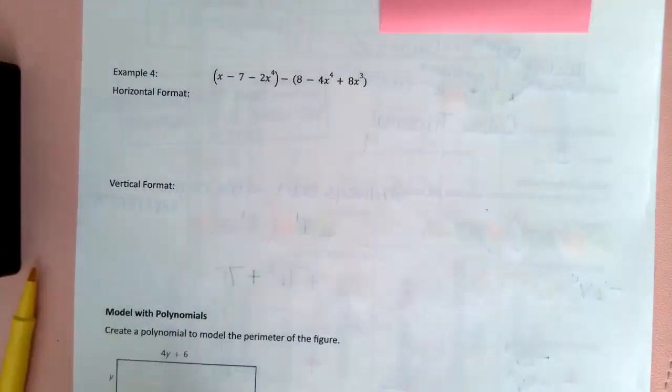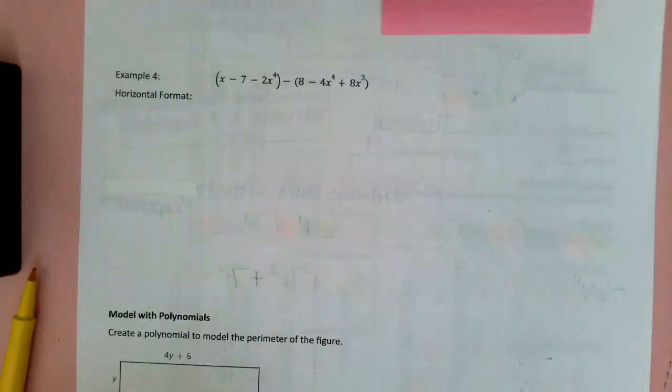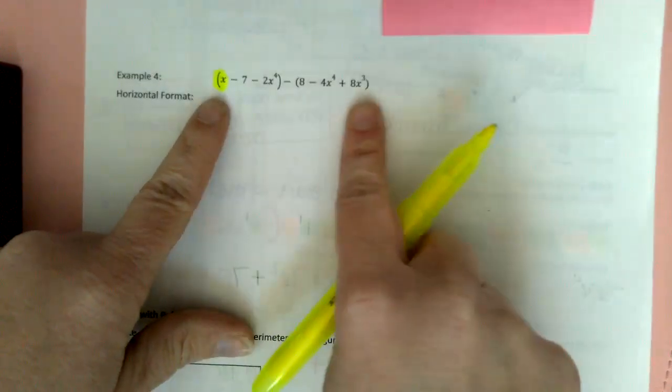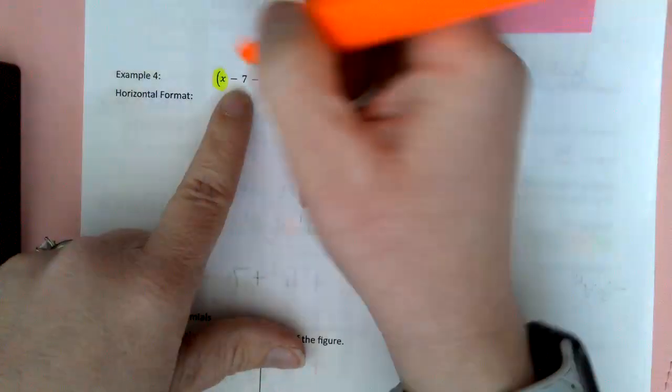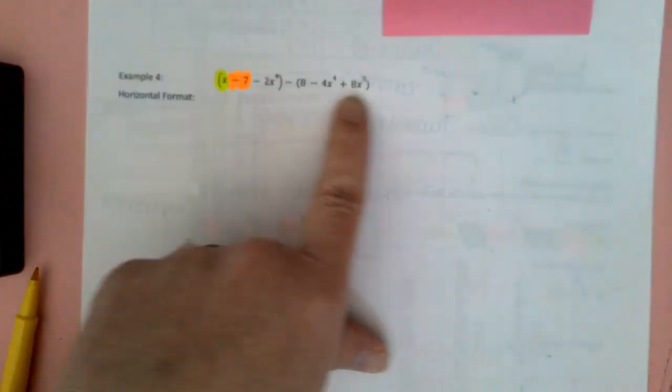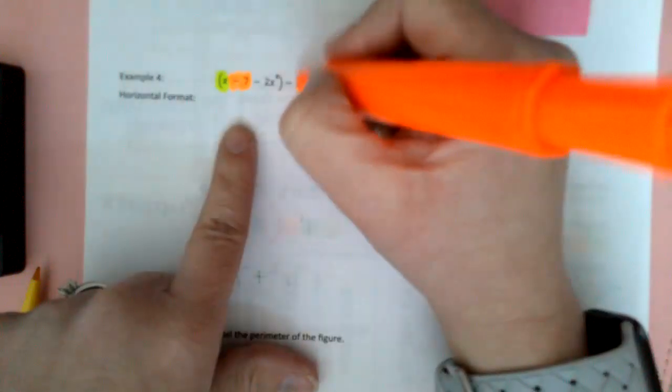Looking at example 4. Example 4, I want you to go ahead and highlight your first term, which is an x. Is there anything like the x in the rest of the line? No plain x's. So now let's look at the negative 7. That's a different color. So is there anything else like the negative 7 all the way through the line? The 8. Then we have negative 2.